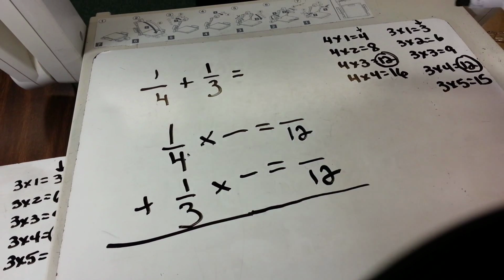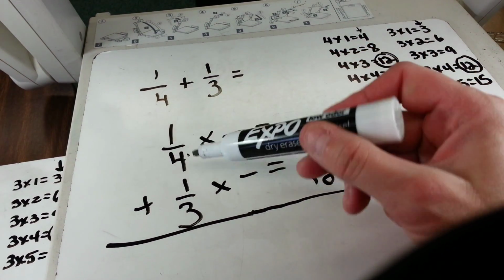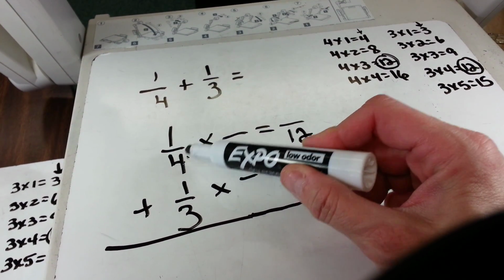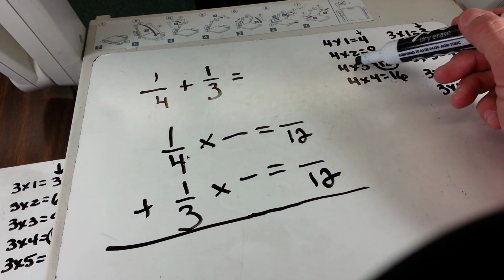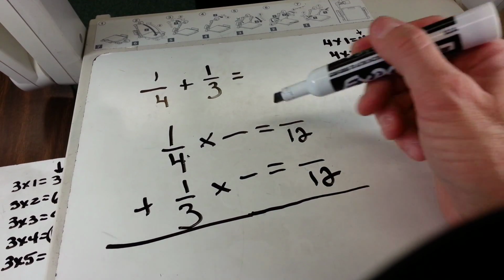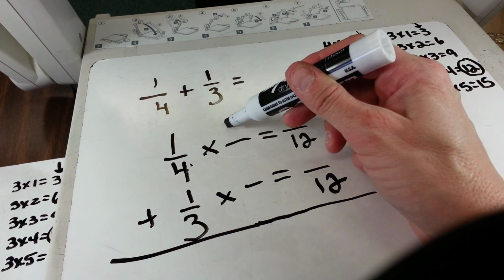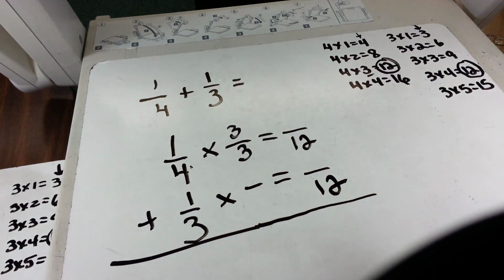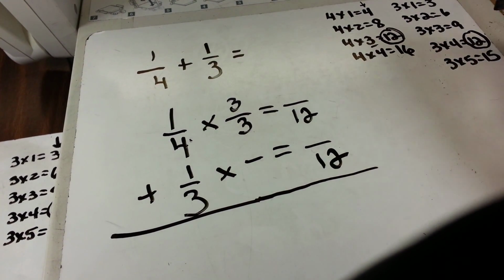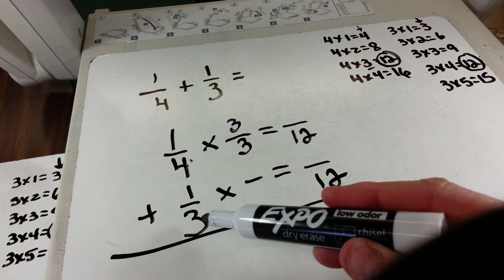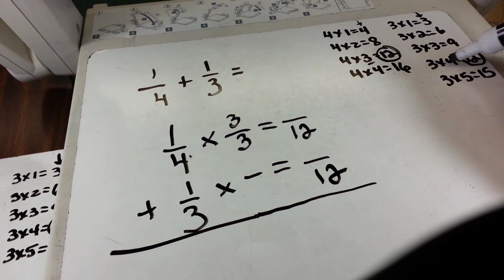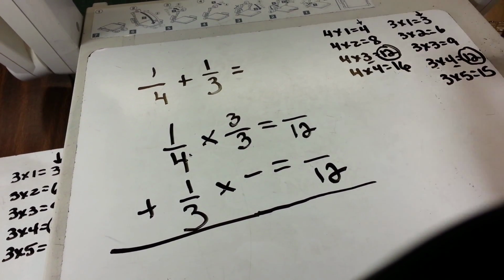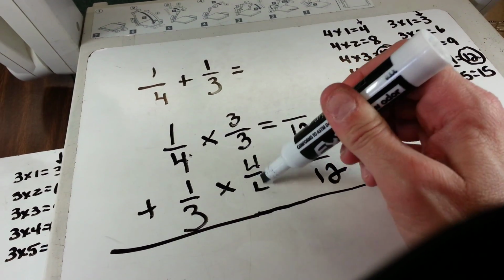And now all we have to do is ask ourselves, 4 times what equals 12? Well, that's right here. 4 times 3 equals 12. So we will write 3/3 here. And then we're going to ask ourselves, well, what goes here? 3 times what equals 12? Well, that's right here. 3 times 4 equals 12. So we're going to put 4/4 right there.